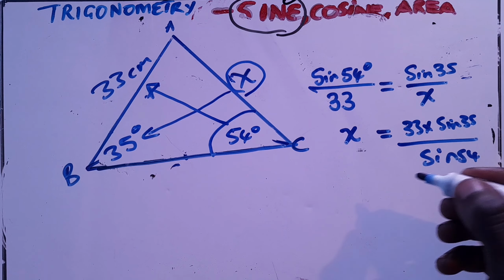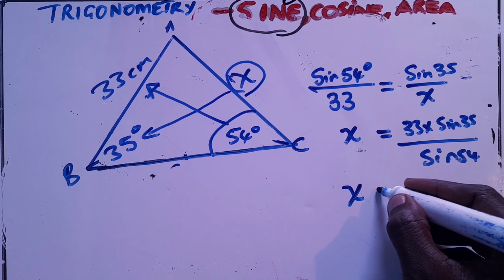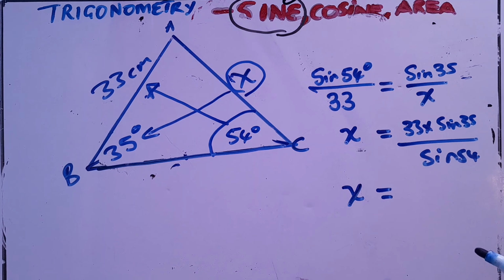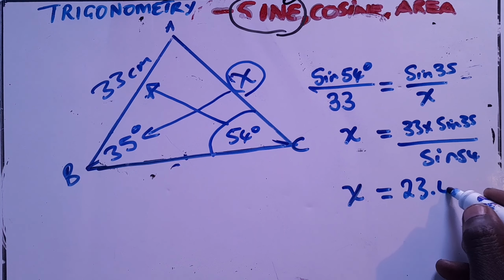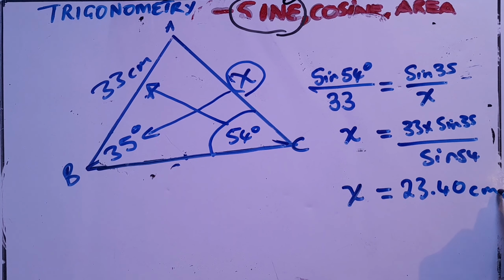So the next thing now, it means that we can punch everything in our calculator and find that the value of x is 23.40 centimeters, right? Can you see that?